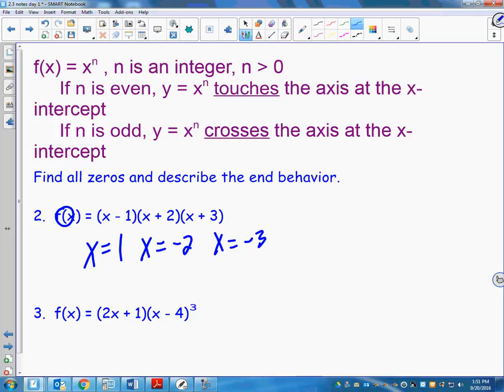Okay, so that's the zeros. For end behavior, you've got to figure out the degree of this. Do you need to multiply this all out to find the degree of it? What would the degree of this be, Alex?